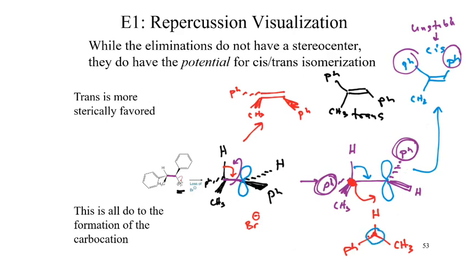If we go through and look at that back carbon, it's sp2 hybridized, which means we have a p orbital overlapping that plane of our hydrogen. And then we would have our phenyl over here and our hydrogen over here. The interaction that we're now generating here is a very high energy interaction.